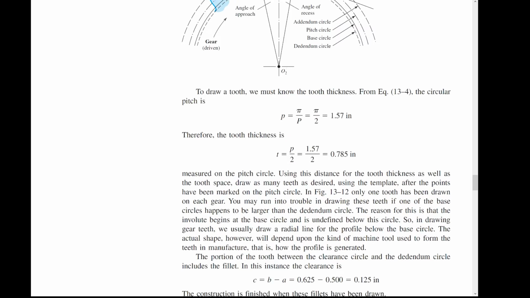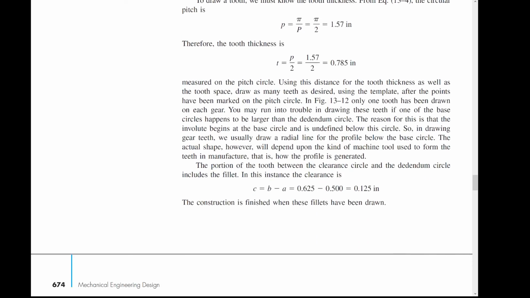Dream big. To draw a tooth, we must know the tooth thickness. From equation 13-4, the circular pitch is P equals pi over P dot equals pi over 2 equals 1.57. Therefore, the tooth thickness is T equals P over 2, 1.57 over 2. Of course, that's 0.785, measured on the pitch circle. Using this distance for the tooth thickness as well as the tooth space, draw as many teeth as desired, using the template after the points have been marked on the pitch circle. In figure 13.12, only one tooth has been drawn on each gear.